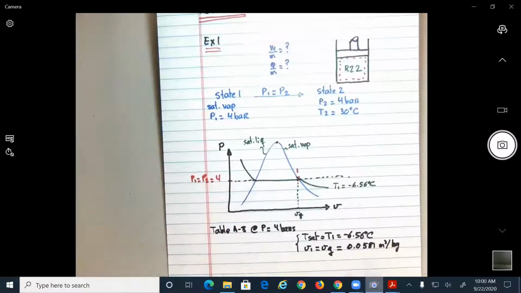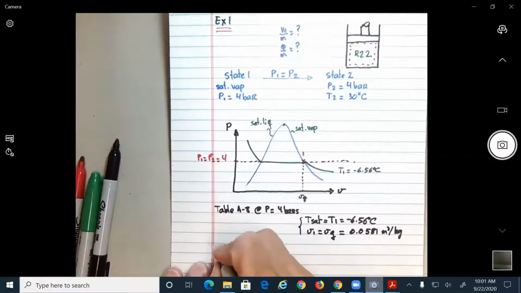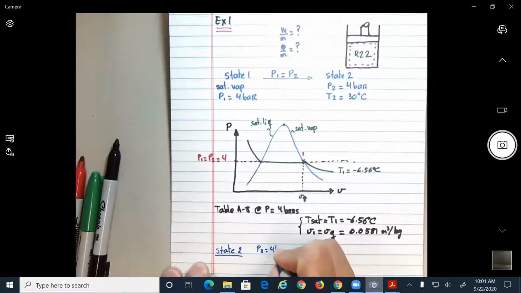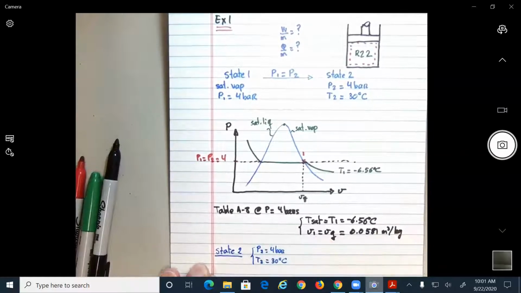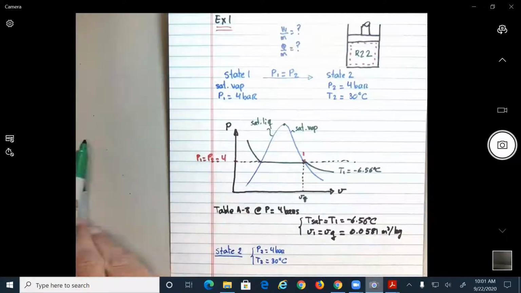So in state 2, do we have two properties? Do we know two things? Yeah, so that's a good thing. Okay, so for state 2, let's see what I have. For state 2, we know that P2 equals 4 bars, and that T2 equals 30 degrees Celsius. Okay, so here guys, pay attention because this is now the important part.